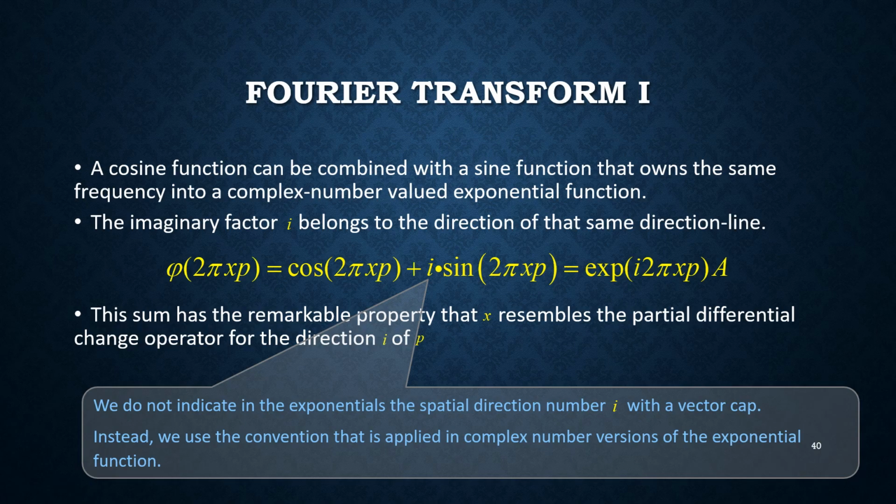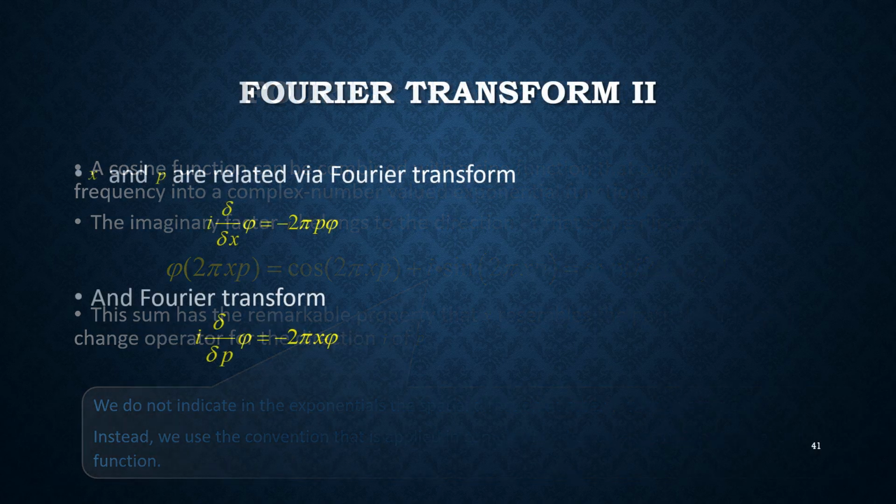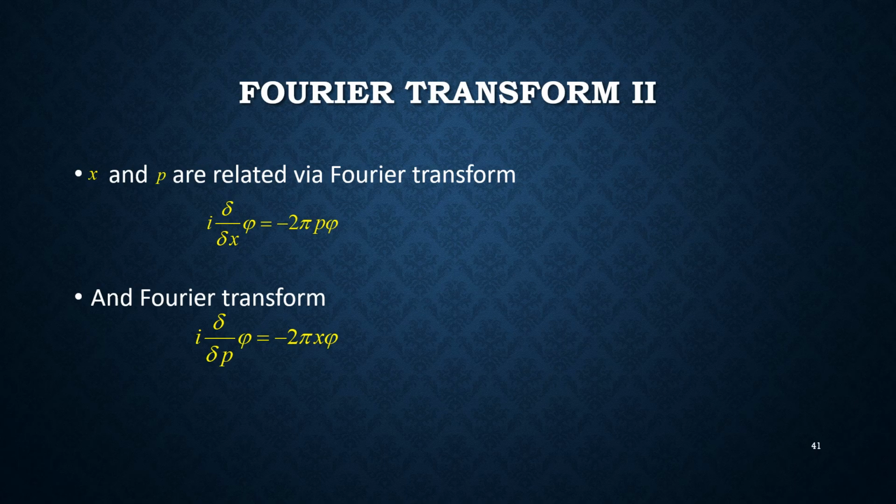A cosine function can be combined with a sine function that owns the same frequency into a complex number-valued exponential function. The imaginary factor e belongs to the direction of that same direction line. This sum has the remarkable property that p resembles the partial differential change operator for the direction e of p. We do not indicate in the exponentials the spatial direction number e with a vector cap. Instead, we use the convention that is applied in complex number versions of the exponential function. X and P are related via Fourier transform.